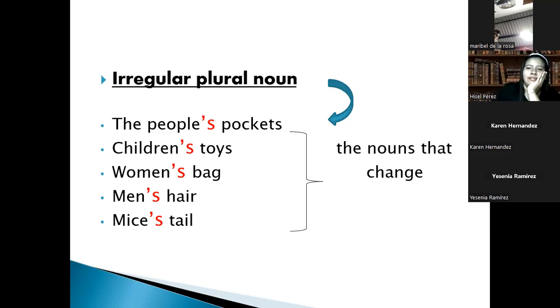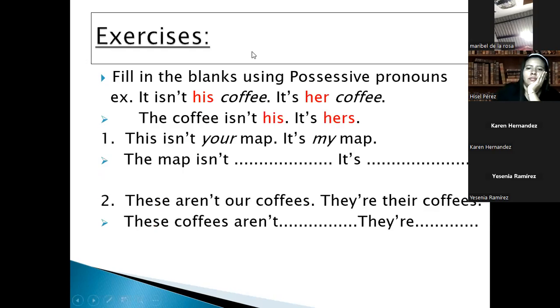Okay. Little time por el tiempo. Voy pidiendo yo que ustedes respondan. Yo voy a leer quién me va a responder, okay? Veamos esto. All right. Number one. O no sé si hay un voluntario. ¿Quién me ayuda con el número uno? Vamos a hacer un ejercicio. Ahí dice, this isn't your map, it's my map. ¿Cómo nos quedan las respuestas?